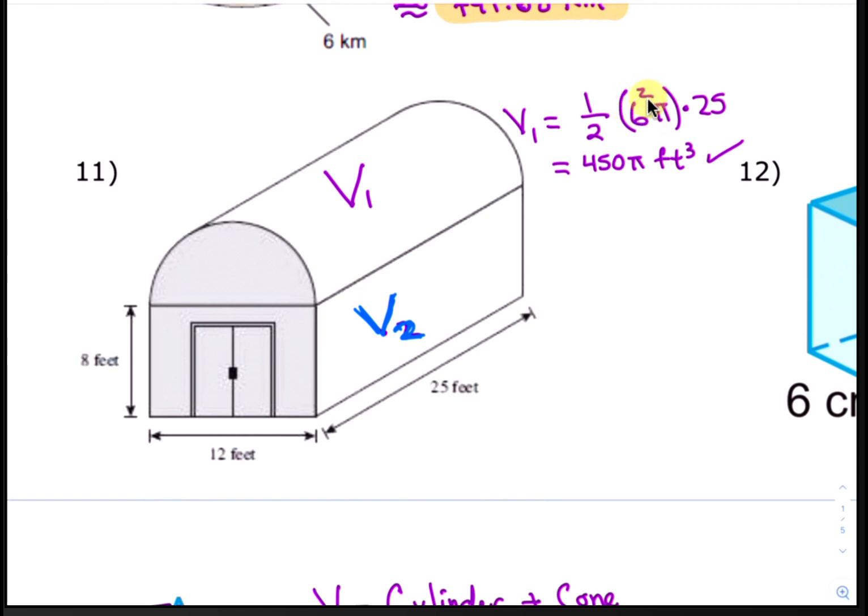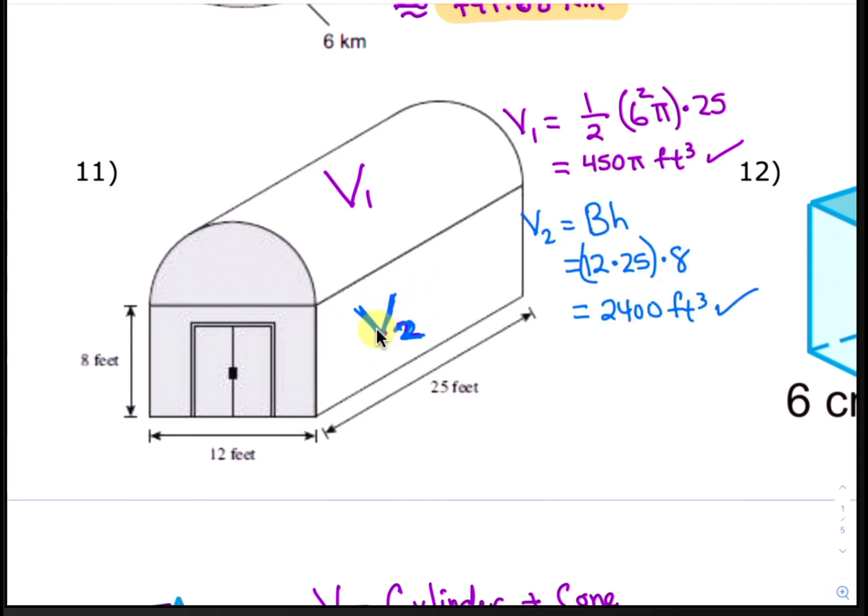So we put in 6 squared pi. That gives us the area of the base. And the height is along this side here, and that would be the 25. And then we're multiplying it by half because it is half of a cylinder. When we multiply that out, multiplying everything except for the pi, we get 450 pi.